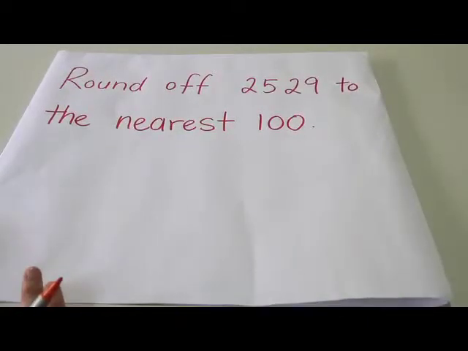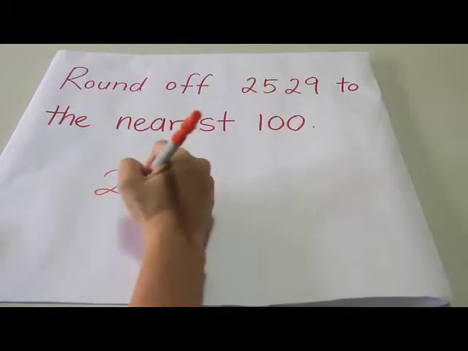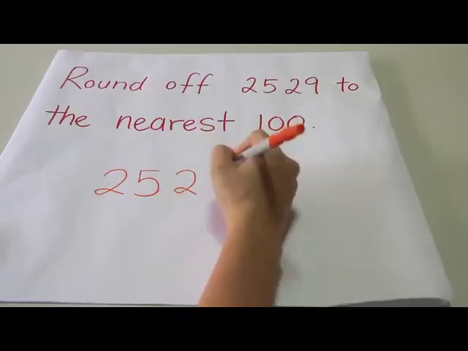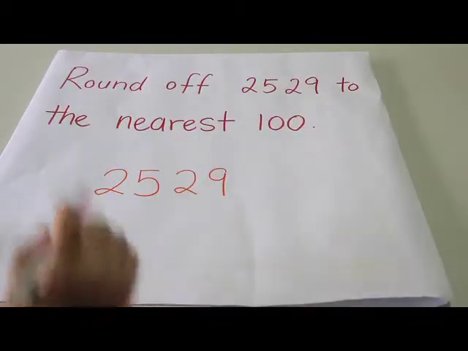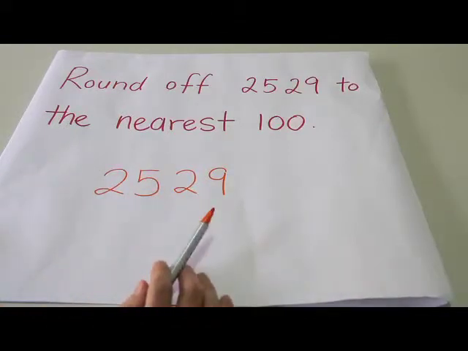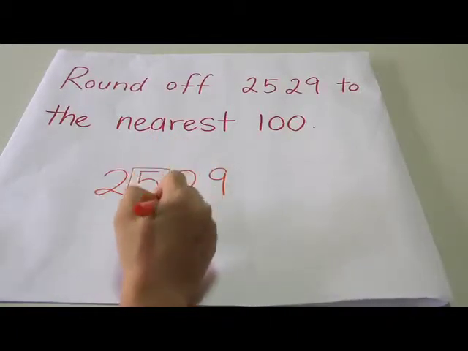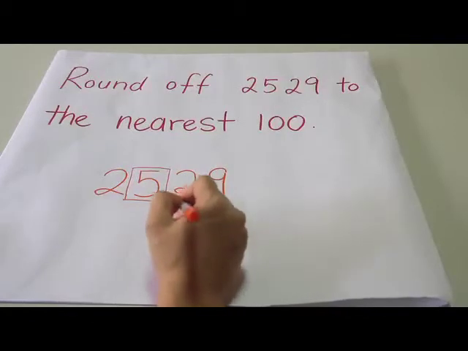Alright, here is another question of rounding off. How do we round off 2,529 to the nearest 100? Alright, so first of all, let's write out 2,529. Now, we are going to round it off to the nearest 100. So first of all, we have to ask the children which digit is in the 100 place. Most of the time, they are able to tell you it is 5. So if it is 5, we will have to box it up. This is the door, and we have to draw the path.